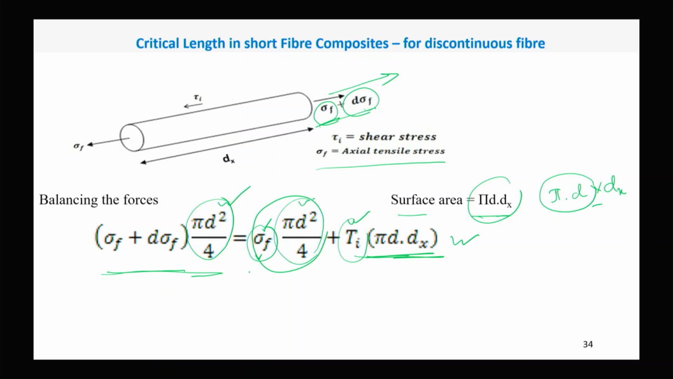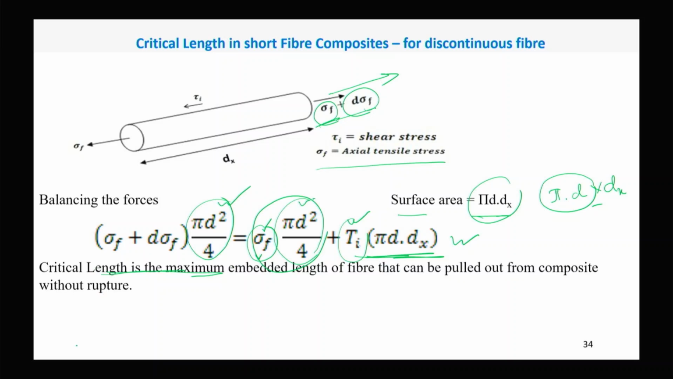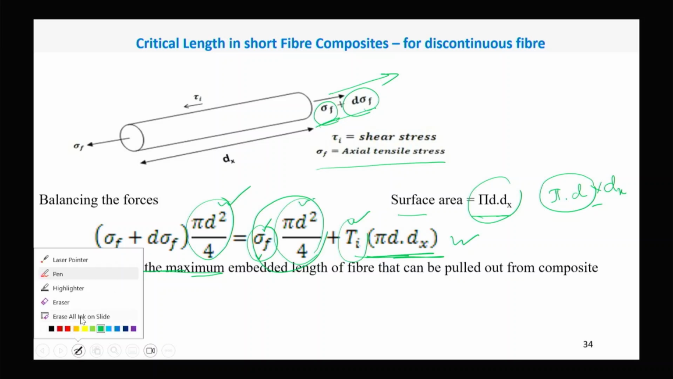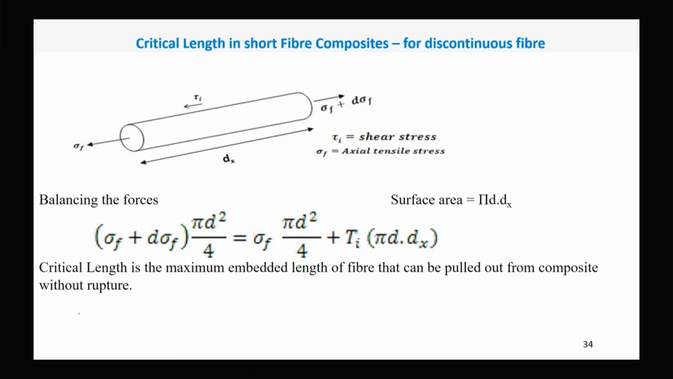So this is the total balancing here, and from there we can calculate the critical length. That is, critical length is the maximum embedded length of fiber that can be pulled out from the composite without rupture. If we know the fiber breaking strain, from there we can calculate this length dx. Okay.